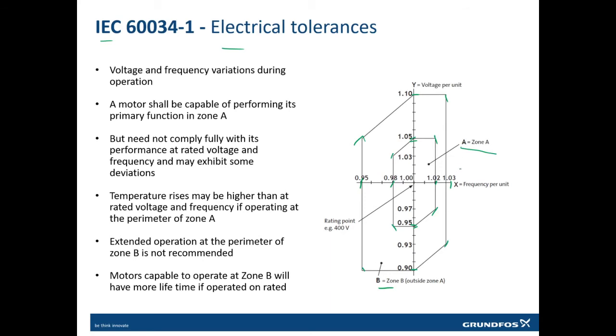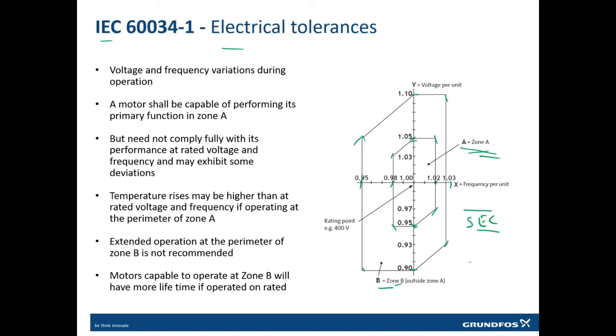For sure, zone B motors will be more expensive than zone A motors. If you are using a motor, for example in Riyadh, the voltage and frequency are very stable because of Saudi Electric Company. They make sure that the voltage and frequency do not go beyond this range. So if you are installing a motor inside Riyadh in a very good location, you can go with zone A. It is not a big problem.